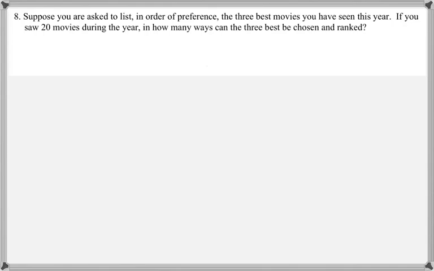And it's going to be a permutation because there's something that distinguishes the positions that we are trying to fill. Meaning it asks in how many ways can the 3 best be chosen and ranked. There's a difference between being ranked first place and being ranked second or third place. So it has to be a permutation.